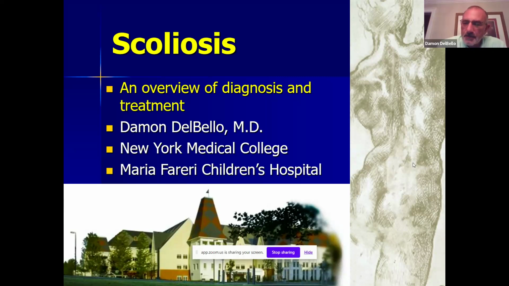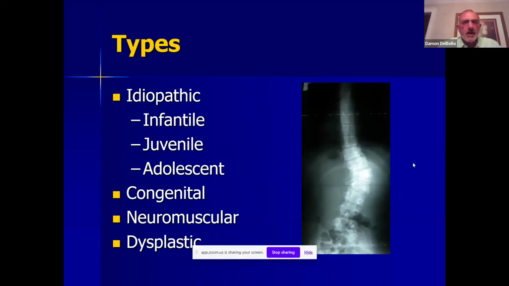Good morning. I did expand this just a little bit to include some early onset scoliosis, but otherwise we're basically talking about idiopathic scoliosis, early onset and adolescent. There's multiple subtypes of scoliosis. Under the idiopathic type, we have infantile, juvenile, and adolescent. There are other forms of scoliosis, of course: congenital, neuromuscular, and dysplastic type curves.